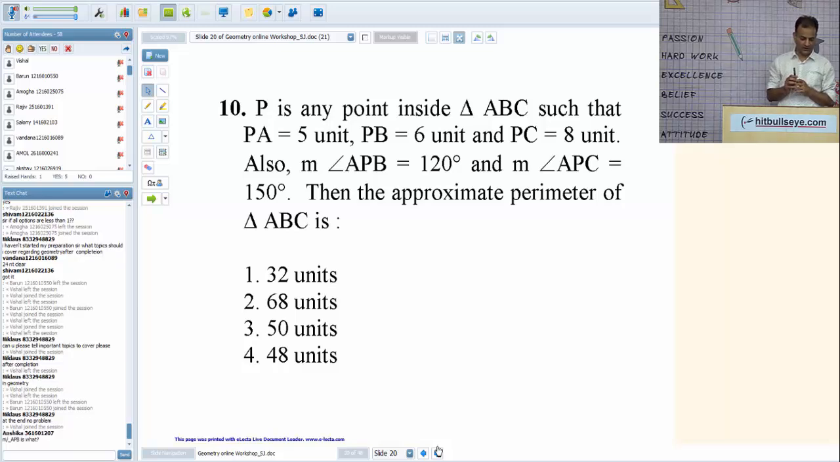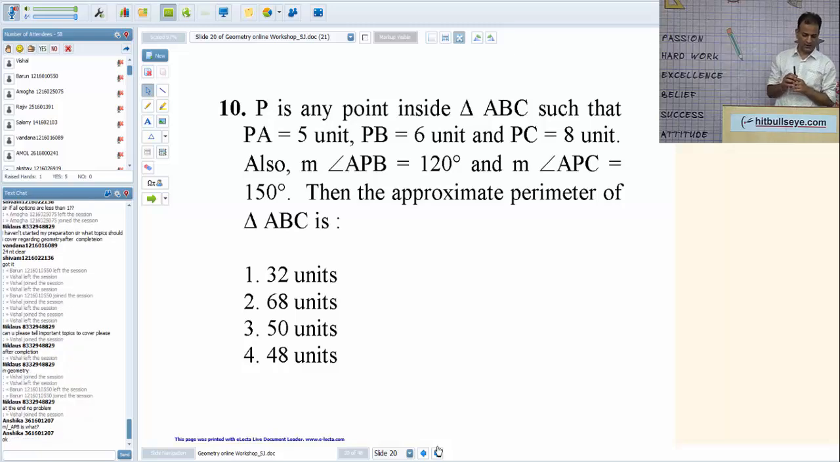Measure of angle APB. Anshika, angle APB is 120 degrees. M means measure of angle APB. When you draw the diagram, angle APB is 120 and angle APC is 150 degrees.